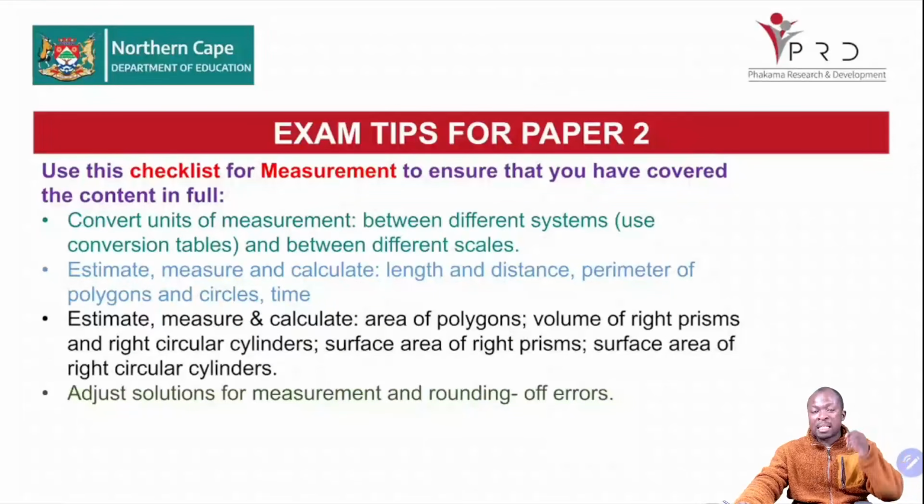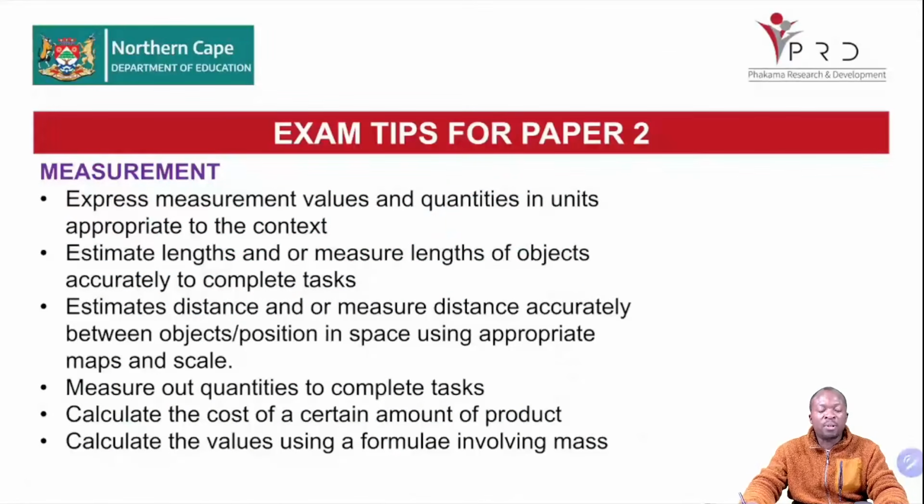And by the end of the lesson, how do you get to know whether you have covered all the areas, all the spots that are saying you are done with measurement? This is your checklist. When you are able to convert units of measurement from imperial to metric, when you are able to estimate, measure, calculate length, volume, and surface area, calculate capacity, then you know you understand measurement. When you are able to adjust solutions of measurements in terms of rounding them up or down, then you know you are doing very well. Then when we come to the whole topic, you should be able to express measurement values and quantities in units that are appropriate.